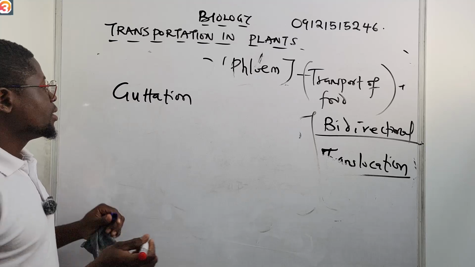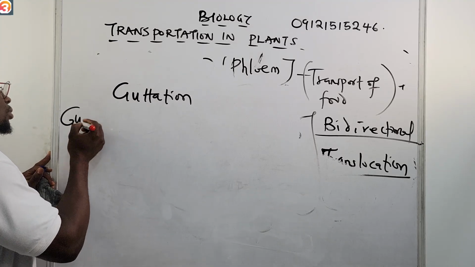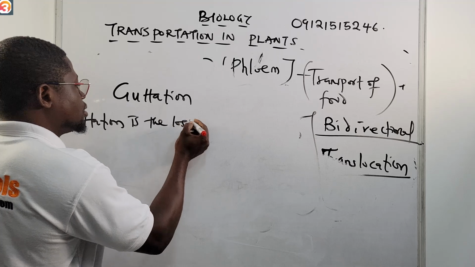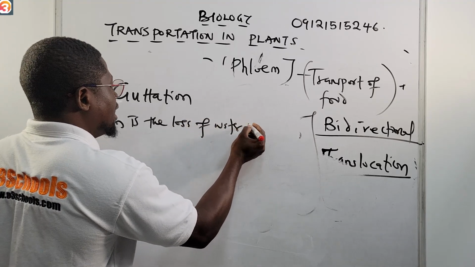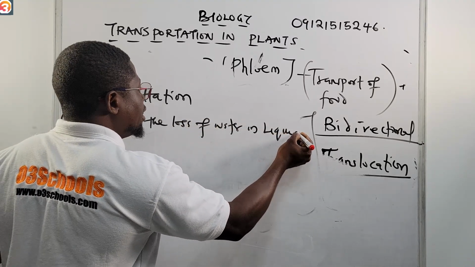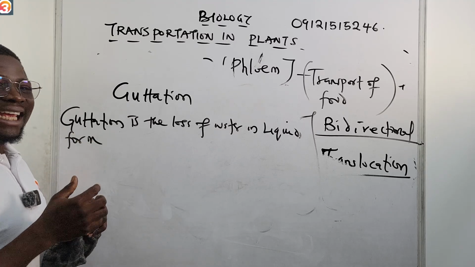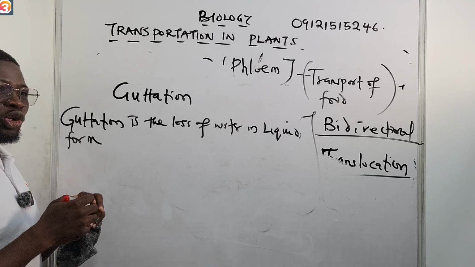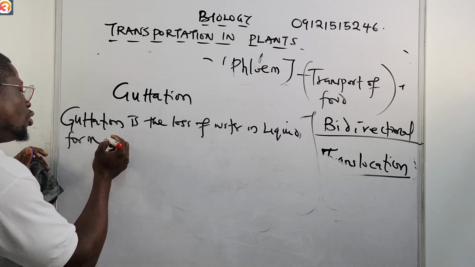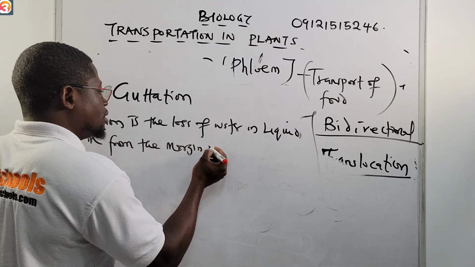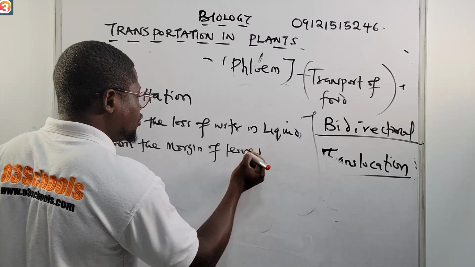Guttation. I will say that guttation is the loss of water in liquid form. Okay, it's the loss of water in liquid form. That is guttation, the loss of water in liquid form from the margin of leaves.